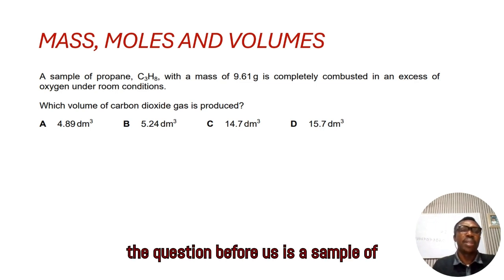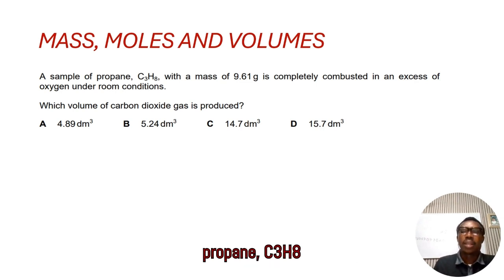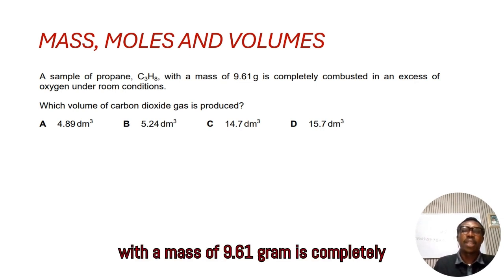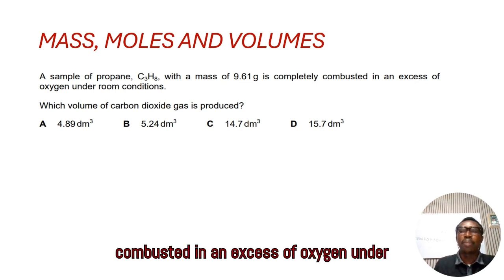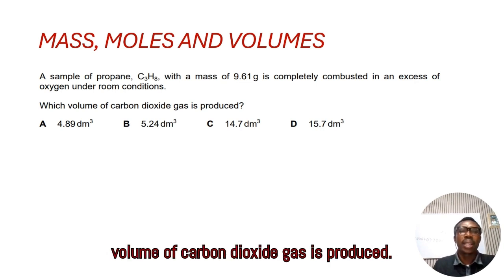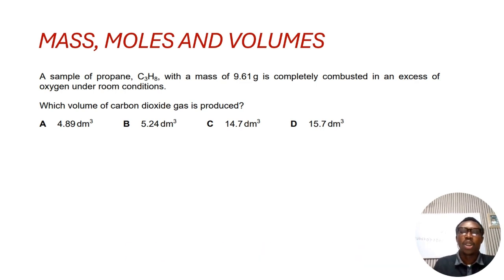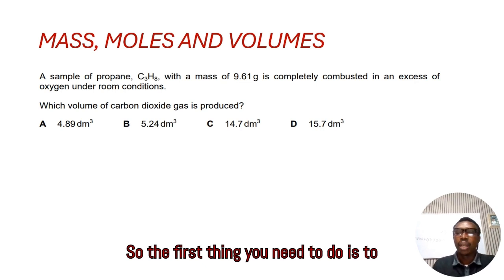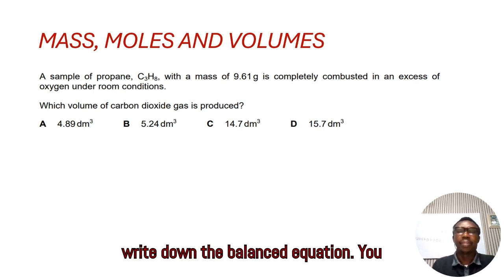Now, the question before us is: a sample of propane, C3H8, with a mass of 9.61 grams is completely combusted in an excess of oxygen under room conditions. You are now asked which volume of carbon dioxide gas is produced. So the first thing you need to do is to write down the balanced equation.